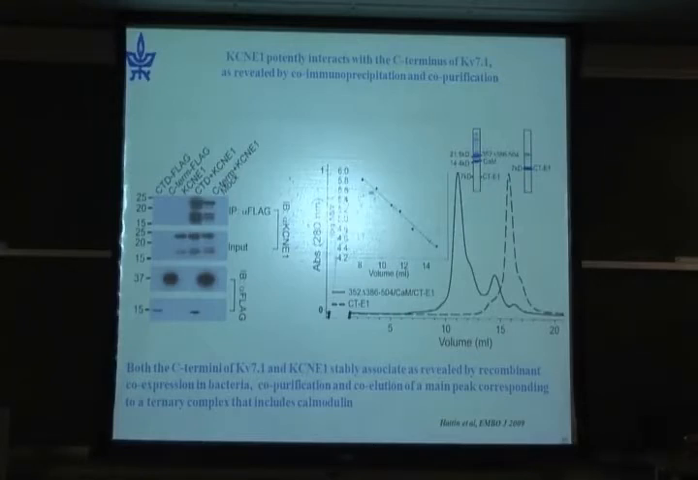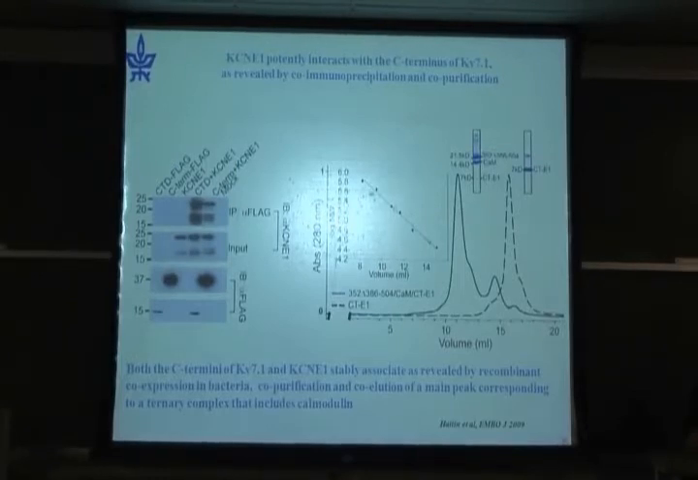Then in order to go further, we prepared and expressed the two C termini of the alpha and the beta subunit. We expressed them in bacteria, recombinantly. We purified by affinity chromatography and size exclusion chromatography. A lot of work. So we co-purified and co-eluted the two proteins as a ternary complex.